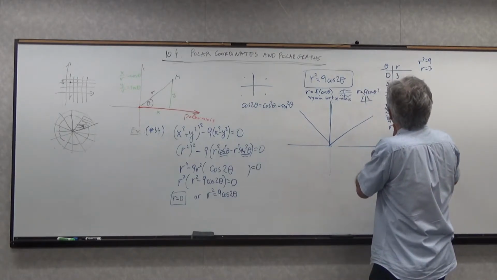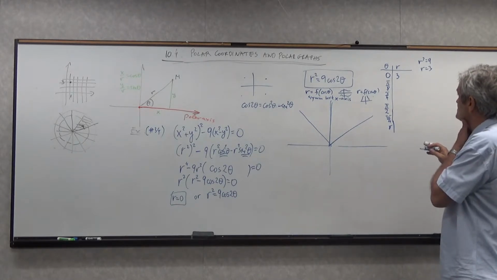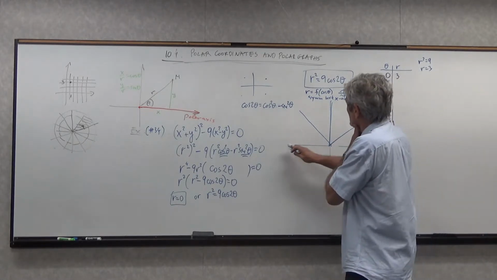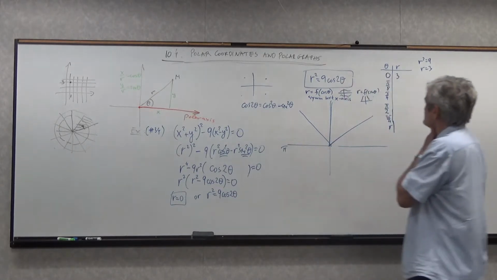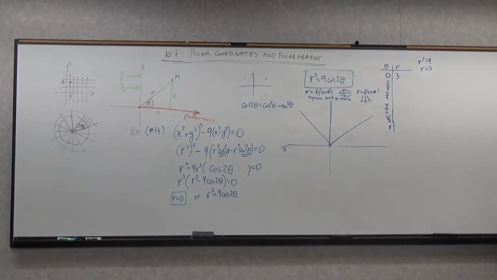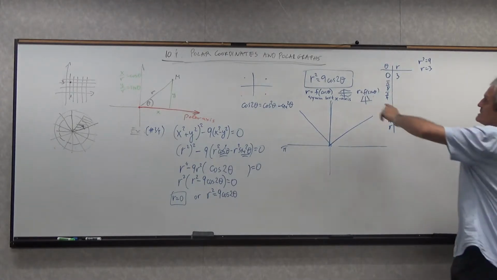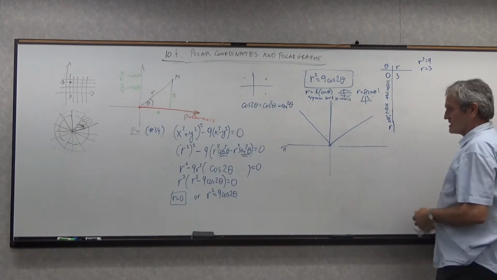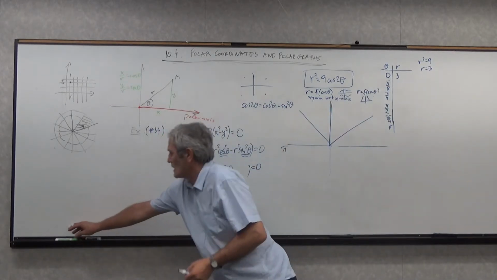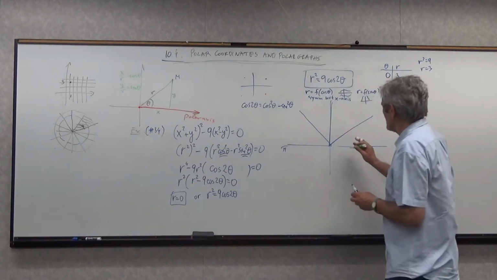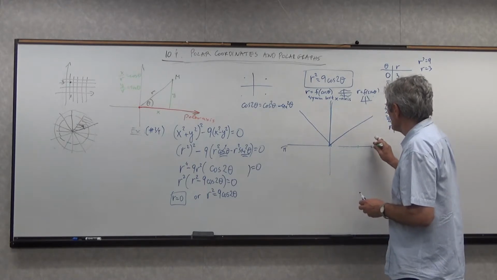So theta is pi will be here. Okay, so what happens? When theta is 0, r squared is 9, r is 3, so I will have something 3 steps away. 1, 2, 3 on that ray.